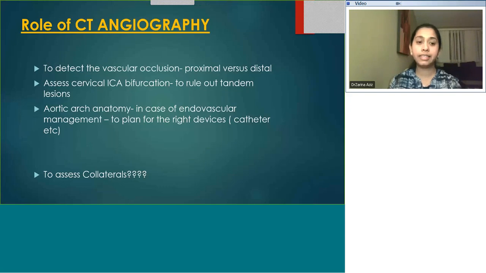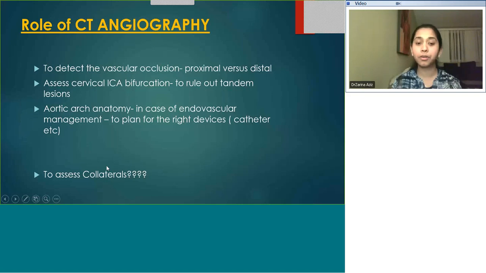So what is the role of CT angiogram? As I said, to detect the vascular occlusion, you can classify them as proximal versus distal. You can also look at the vessel, look at the arch anatomy and the status of the ICA bifurcation. If there is tight stenosis at the ICA bifurcation, it's very important for the interventionist to know, because in that case it might be really difficult for us to go intracranially to do the thrombectomy. And so these are the common indications for CT angiogram, and also to assess collaterals.